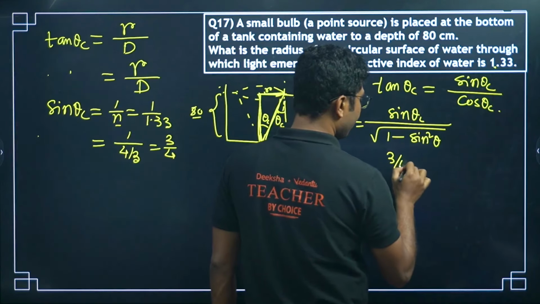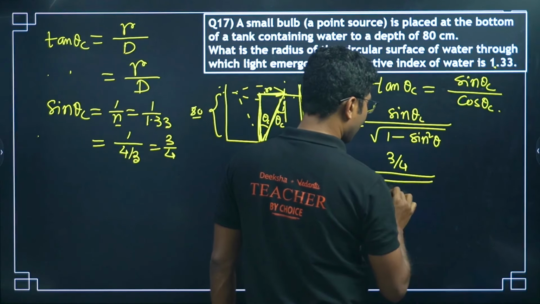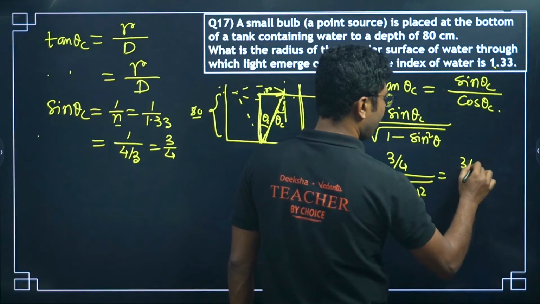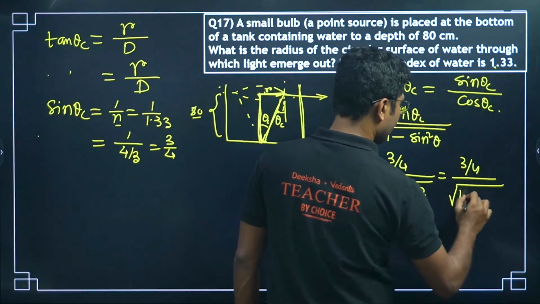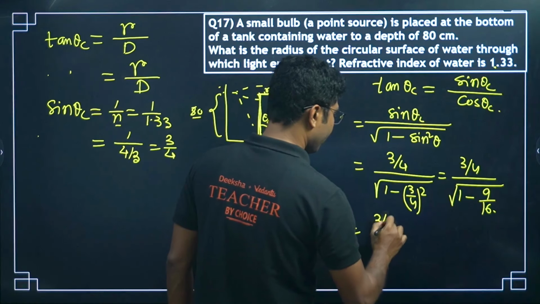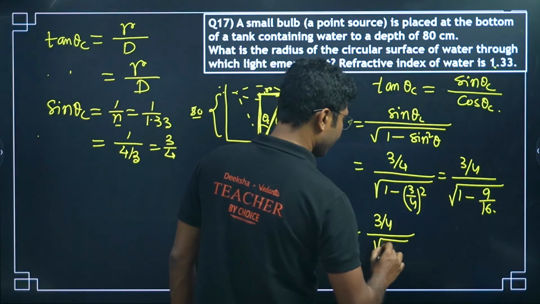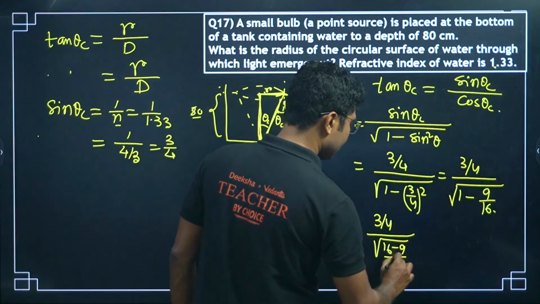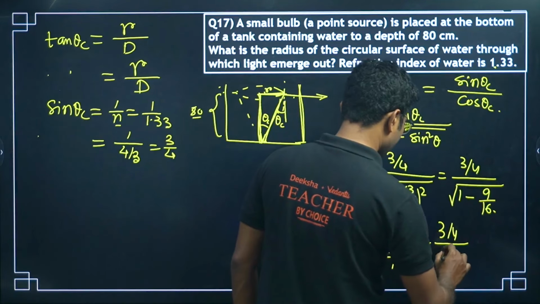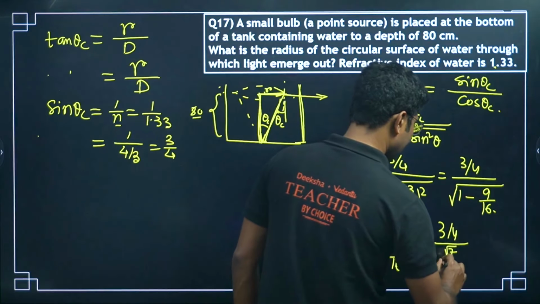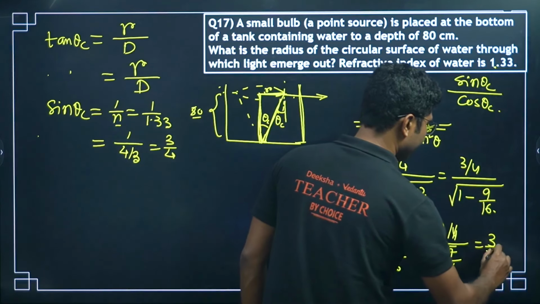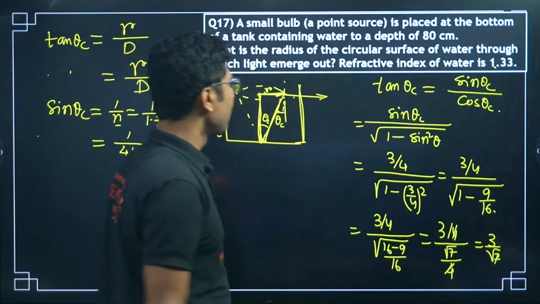So, 3 by 4 divided by square root of 1 minus 3 by 4 whole square, that is 3 by 4 divided by square root of 1 minus 9 by 16. So, it will be 3 by 4 divided by square root of 16 minus 9 by 16. So, that is 3 by 4 divided by square root of 7 divided by 4. So, 4 cancels, 3 by square root of 7. So, this is the value of tan theta c.